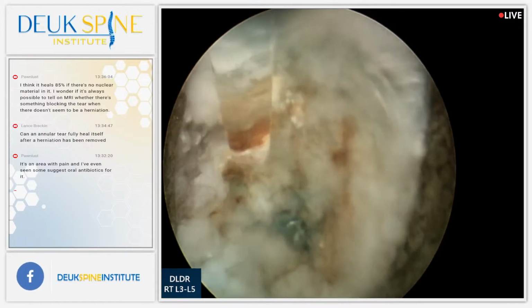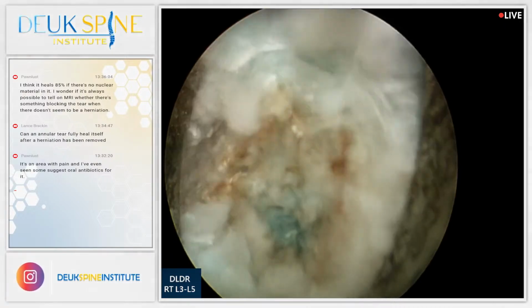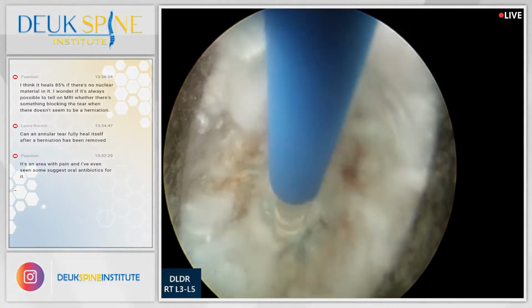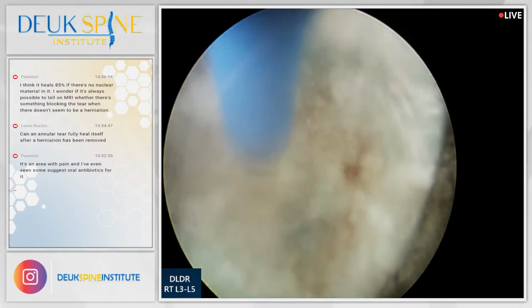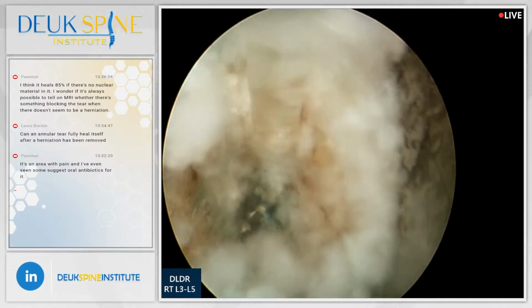I am the one who figured out that this tear is the cause of back pain from a painful disc, and I'm the first one in the world to actually go in and repair it, and I use a laser to do it. We can't do this without the laser. Just see how well the laser works.